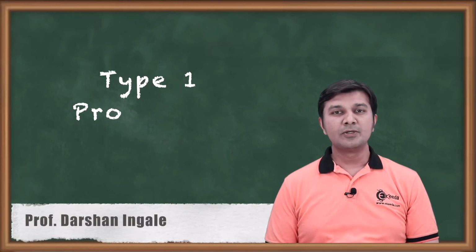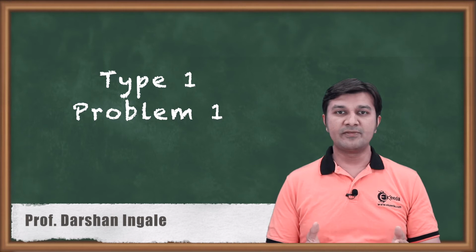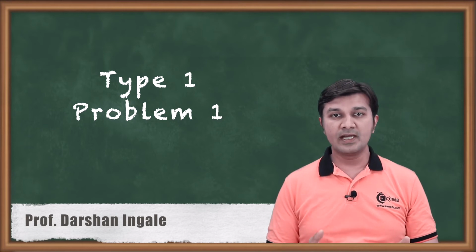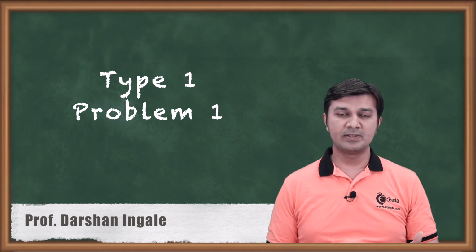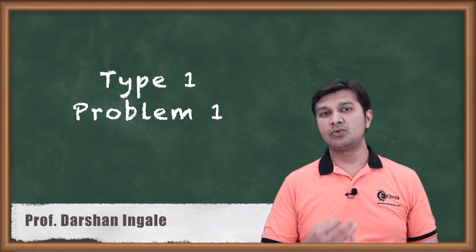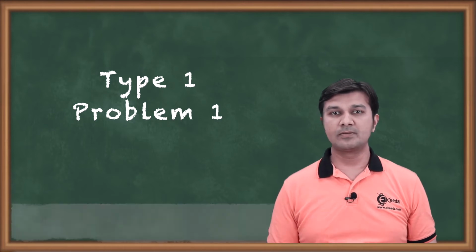Hello friends. So previously we have studied what is finite state machine, what is its definition, what are the two types of function it has. In this video we are going to study the problems on finite state machines, which are basically classified into three types. With this we are going to start with the type 1 problems.